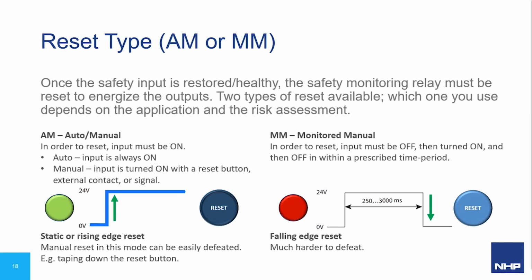The timing is generally at least 250 milliseconds, which prevents accidental reset due to contact bounce or vibration, and is no more than 3 seconds to ensure that the button is not being held down or a short has occurred. The consequence of using this method is that it's very hard to defeat and is the recommended practice in the standards where a manual reset is required.